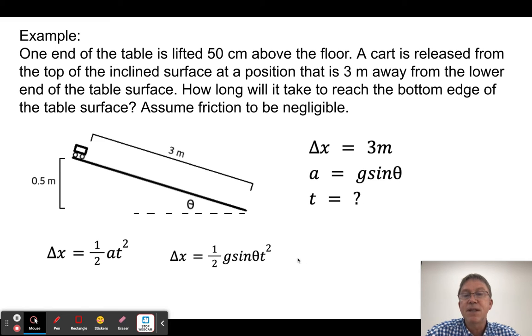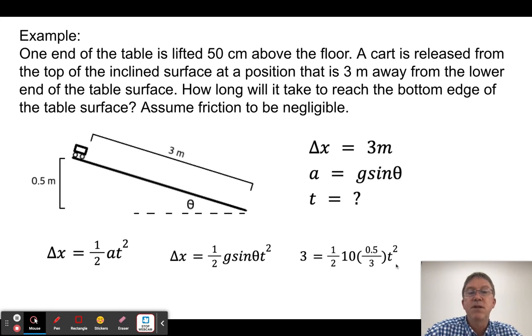Now, can I figure out what that is? The definition of sine theta is opposite over hypotenuse, so it's going to be 0.5 over 3. Instead of saying sine theta, I'm just going to put in that identity. As long as I remember my SOH CAH TOA, it makes it pretty straightforward. Even though I'm not told what theta is, I can figure it out using trigonometry. Now there's just one unknown variable, so I solve for it, and I get t equals 1.897 seconds.